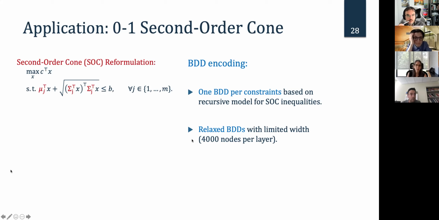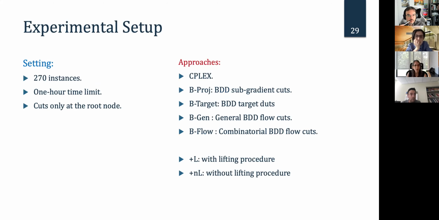And since usually these problems were quite large, we actually have a relaxed limit. We have at most 4,000 nodes per layer. And this is our setup. We have all in all 270 instances, 1 hour time limit, and we only added cuts at the root node. And basically we compare everything.